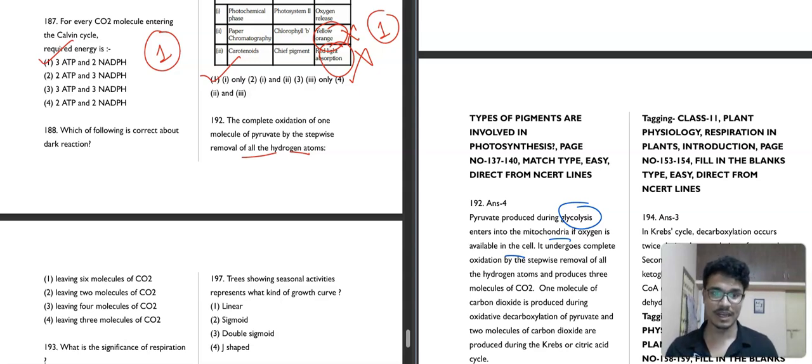Okay. Then it undergoes complete oxidation by stepwise removal of all the hydrogen atoms and produces 3 molecules of CO2. 1 molecule of carbon dioxide is produced during oxidative decarboxylation of pyruvate, and 2 molecules of carbon dioxide are produced during the Krebs cycle or citric acid cycle. So here 3 molecules of CO2, fourth option will be the correct answer.